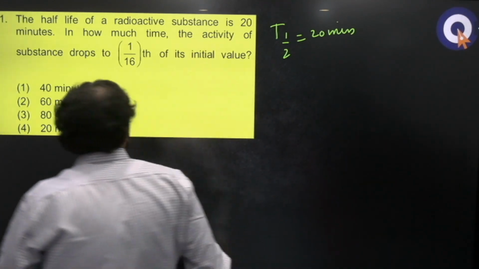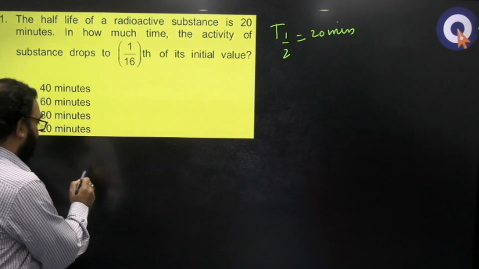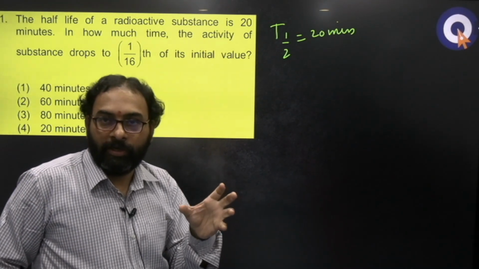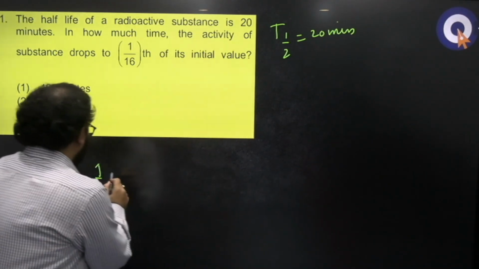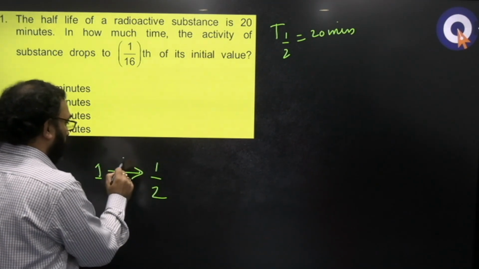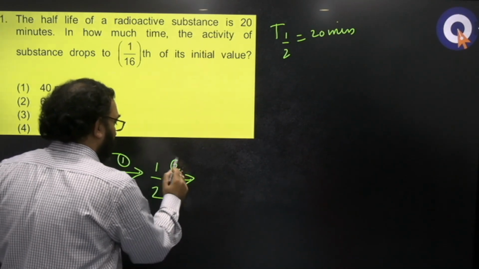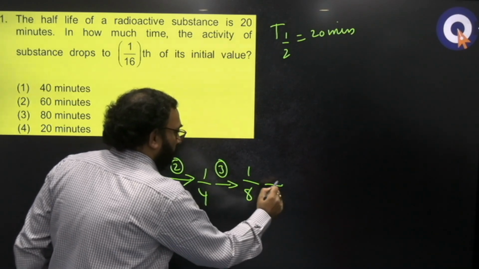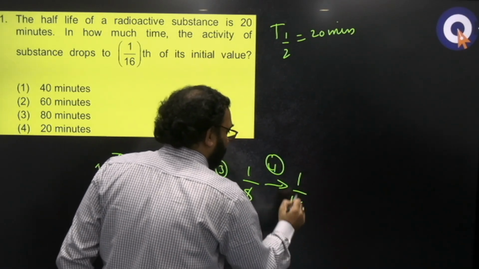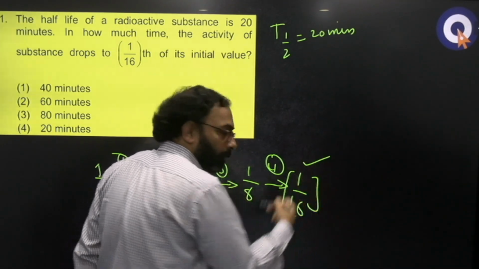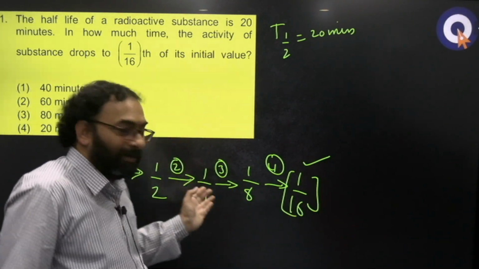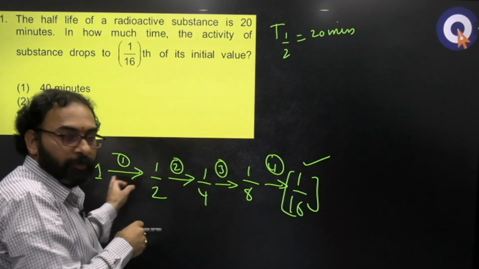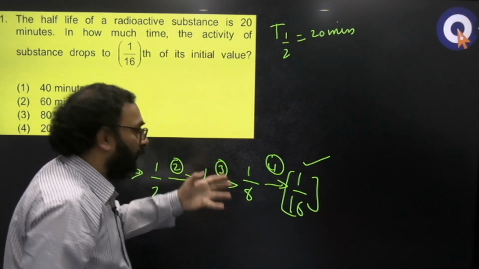So just see here how we are going to do it. Initially the fraction is 1, meaning total, not decayed, not disintegrated. Now in one half-life, it becomes 1/2. In two half-lives, it becomes 1/4. In three half-lives, it becomes 1/8. In four half-lives, it becomes 1/16th of the initial value. This is what we require. The radioactive sample decays to 1/16th of its original value 1. So how many half-lives did it take?